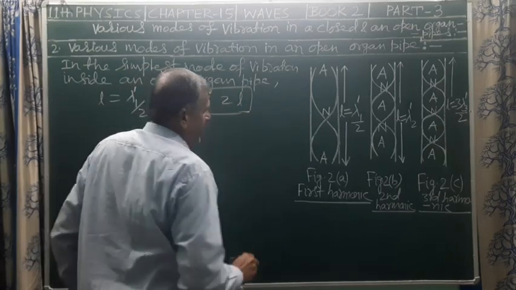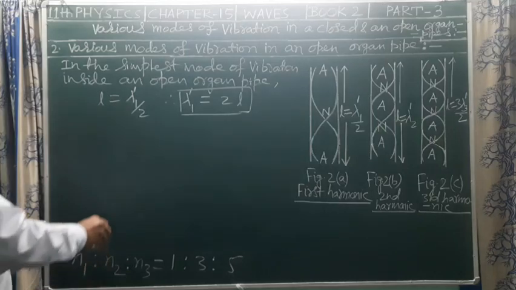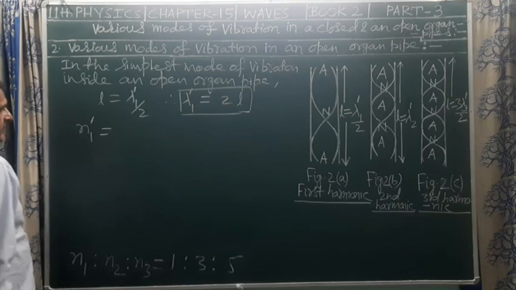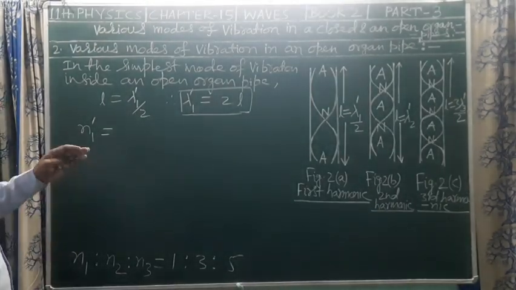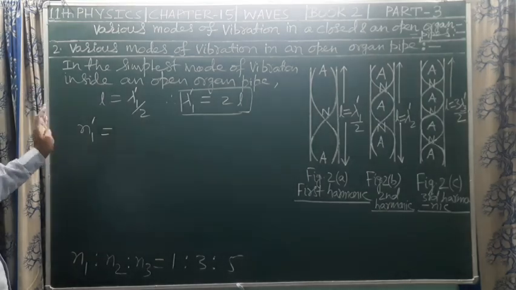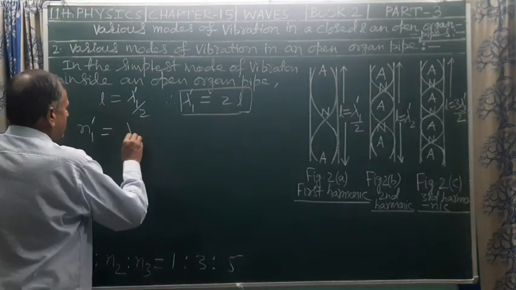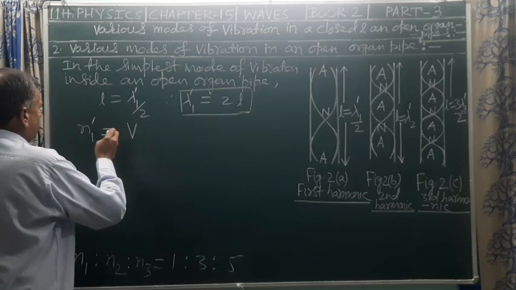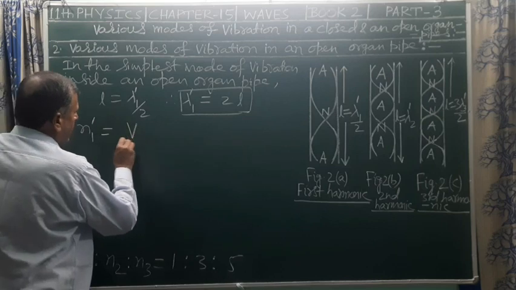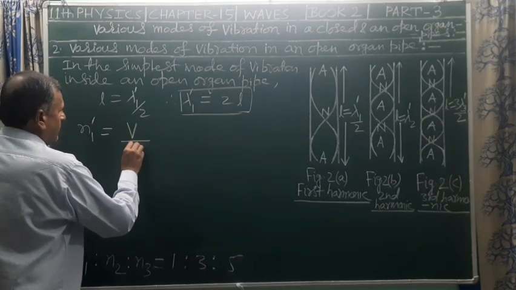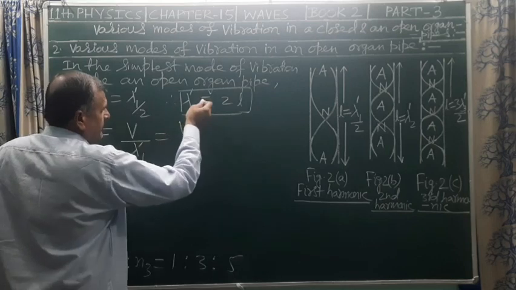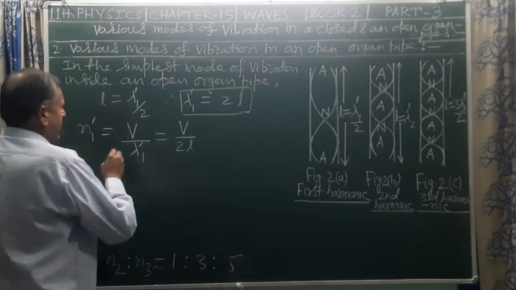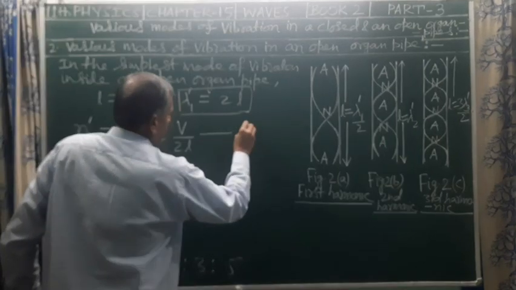Now first harmonic or fundamental frequency is given by N1 dash, that is first harmonic produced inside an open organ pipe in the simplest mode of vibration. N1 dash is equal to V, where V is the velocity of sound wave inside the tube. So N1 dash is equal to V upon lambda 1 dash, and lambda 1 dash we have obtained already, in this case 2L. So N1 dash is equal to V upon 2L. Suppose it is equation number 4.